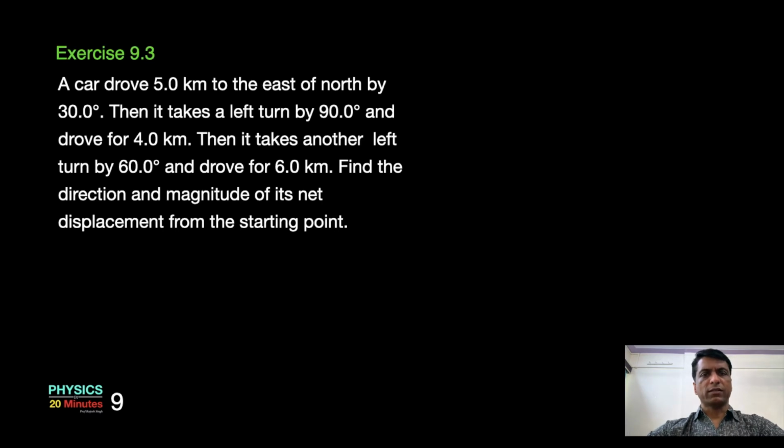Let's take another exercise to understand these concepts. A car drove 5 km to the east of north by 30 degrees. Then it takes a left turn by 90 degrees and drove for 4 km. Then it takes another left turn by 60 degrees and drove for 6 km. Find the direction and magnitude of its net displacement from the starting point. So at this point you can take a pause and try to solve the problem on your own, then come back and check the solution.